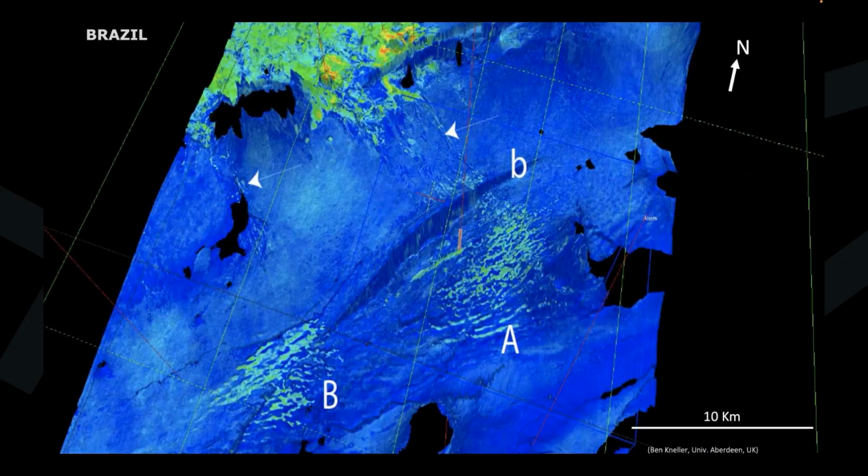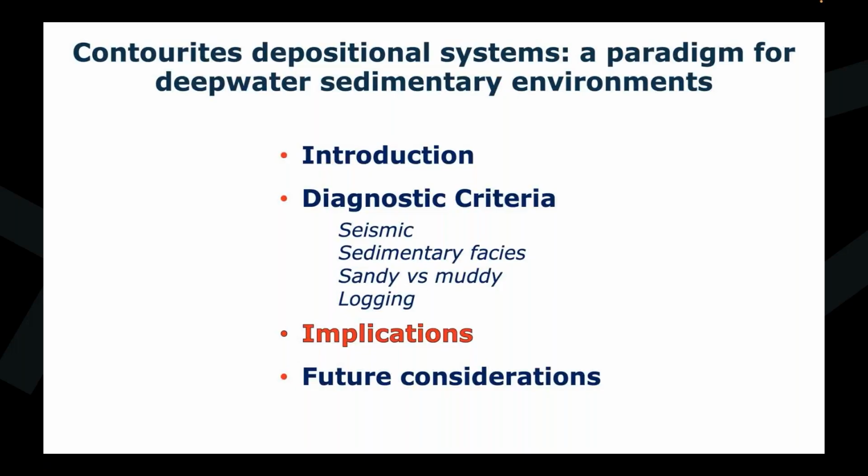In a more extreme situation, like this example from Brazil, you can see the gullies on the slope, and then you cannot even identify the fan because it has been completely reworked by the action of the bottom current. And the reason you can see now is the sandy deposit developing these sandy ribbons along the margin, parallel to the margin. So finally, implications and future considerations.